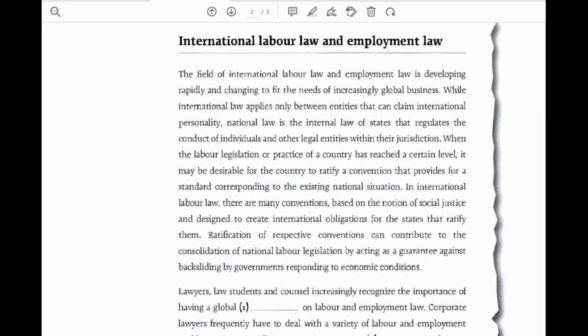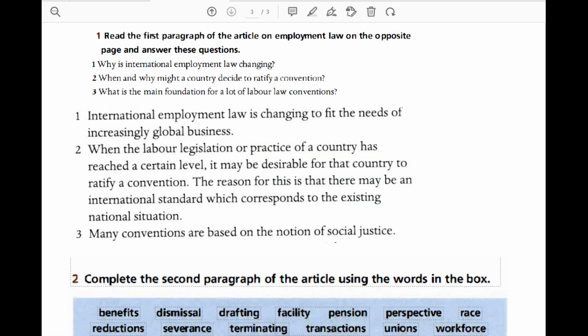In international labor law, there are many conventions based on the notion of social justice and designed to create international obligations for the states that ratify them. Ratification of respective conventions can contribute to the consolidation of national labor legislation by acting as a guarantee against backsliding by governments responding to economic conditions. So, our following questions are: first, why is international employment law changing?